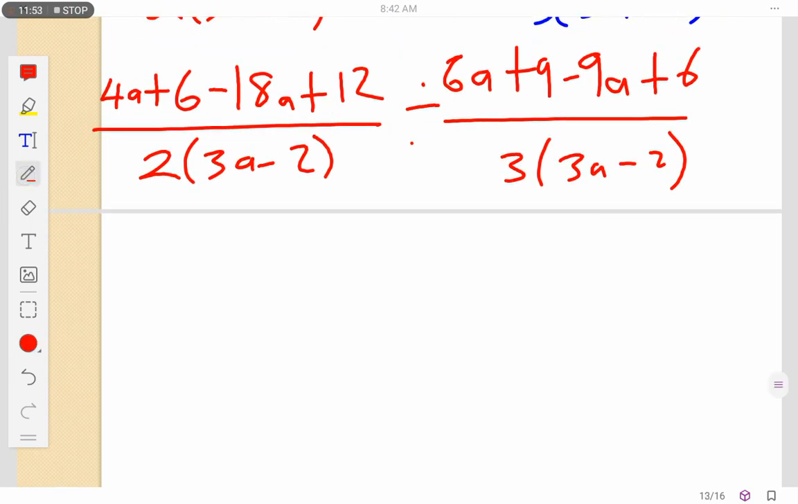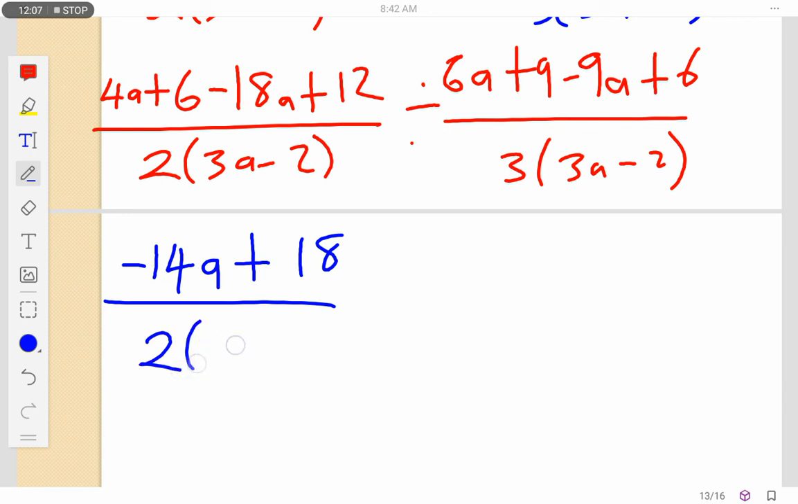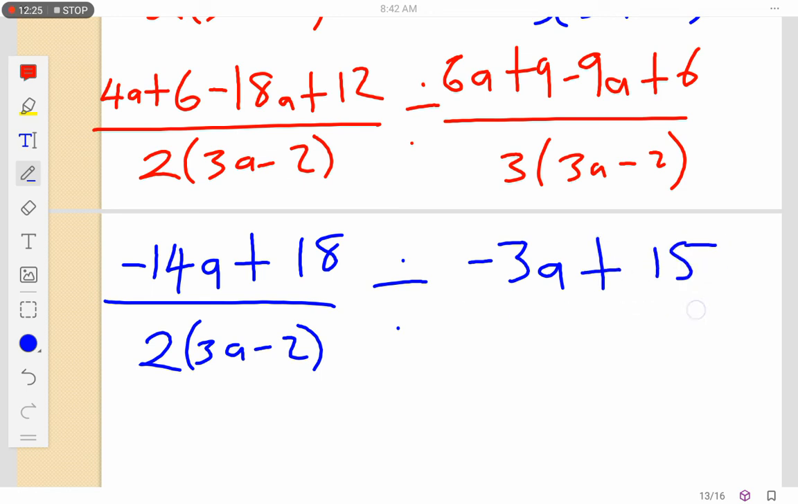I've got 4a minus 18a, I'll get minus 14a. 6 plus 12, we get plus 18 there, all over 2 by 3a minus 2, divided by, for this one, I've got 6a minus 9a, I get minus 3a. Then for the numbers, plus 9 plus 6, I get plus 15. Okay, all is over 3 by 3a minus 2.